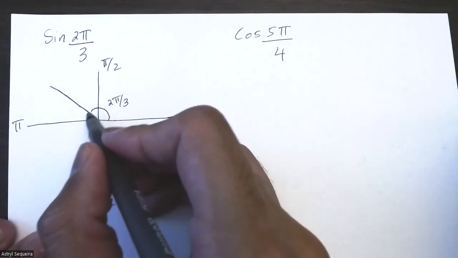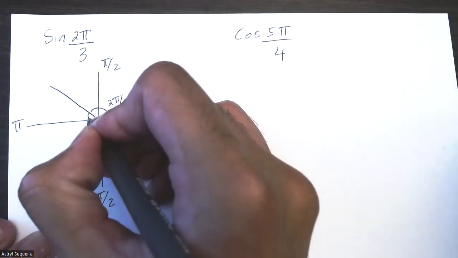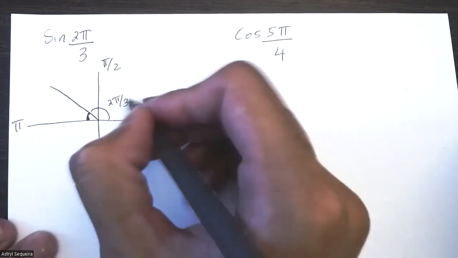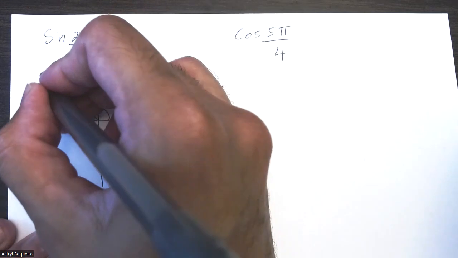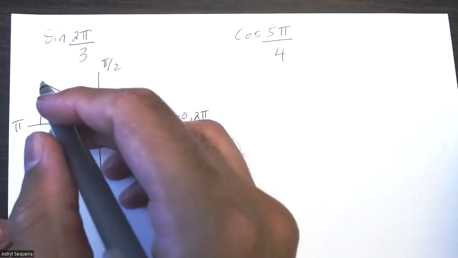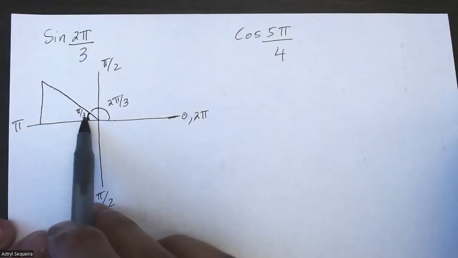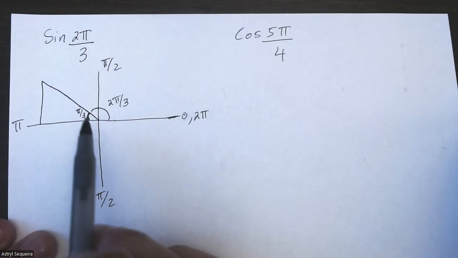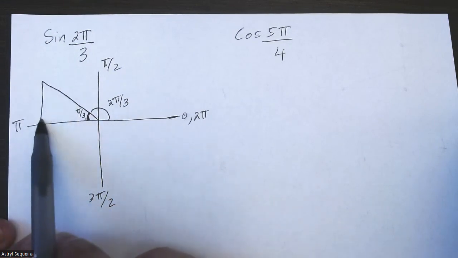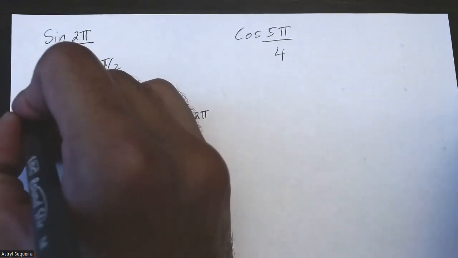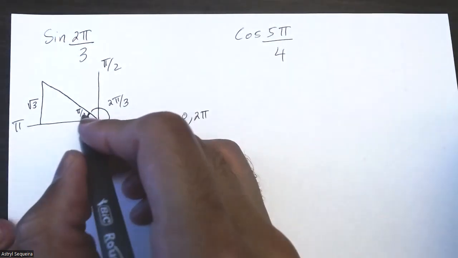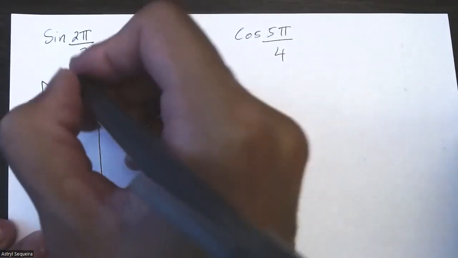So my acute angle over here is going to just be pi over 3 because pi minus 2 pi over 3 is pi over 3. And then this is part of a special triangle right here with this angle as pi over 3. So this is a triangle with pi over 3, pi over 6, and pi over 2 over here. So opposite of pi over 3 is root 3. Adjacent to pi over 3 is 1, and then the hypotenuse is 2.